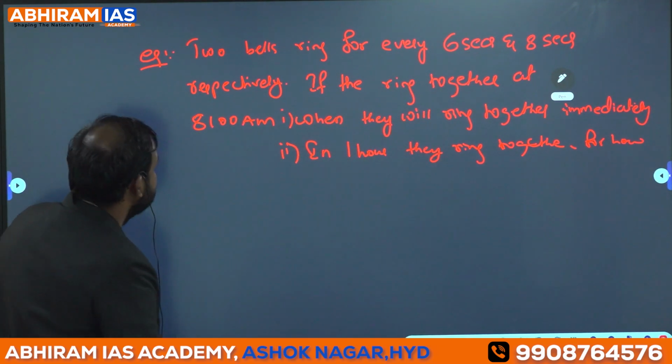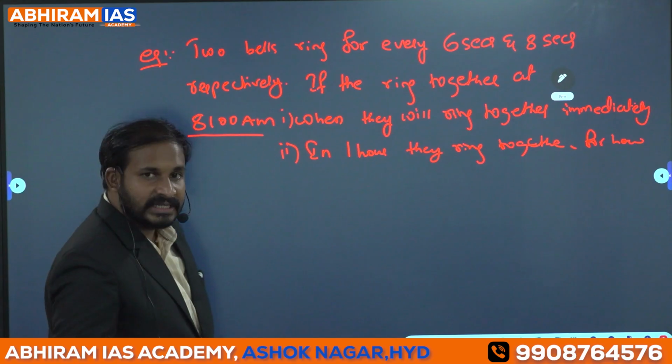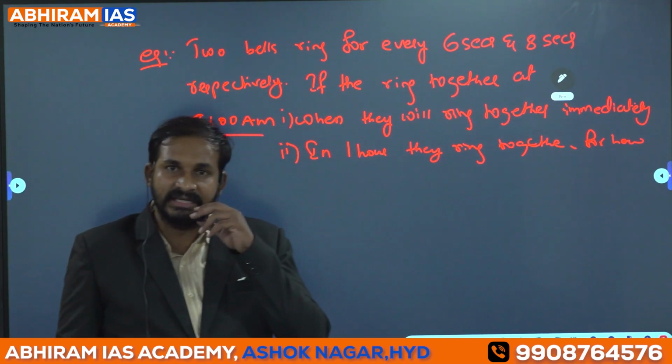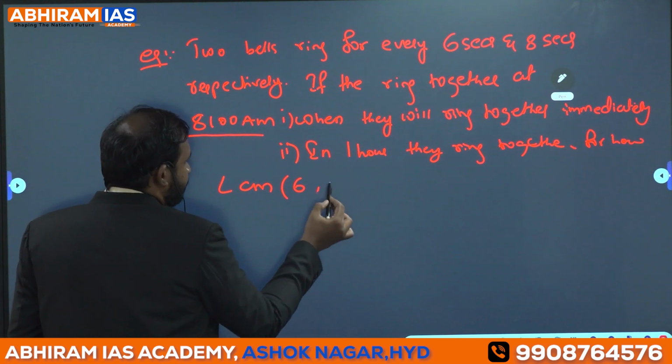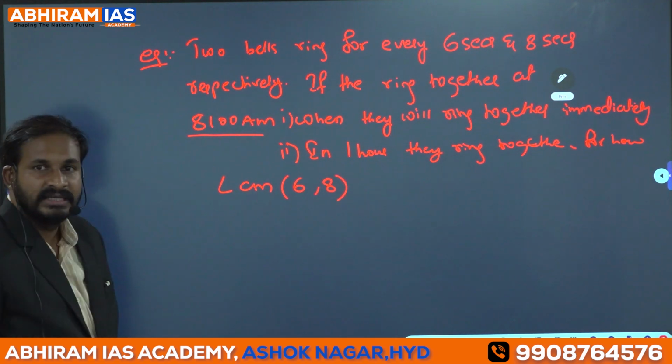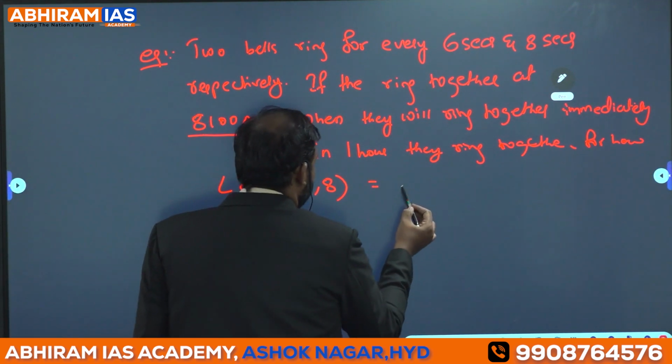The first one is, see, at 6 seconds and 8 seconds, right? That means when they will ring once again, students, we will simply find the LCM of 6 and 8. What is the LCM of 6 and 8? LCM of 6 and 8 is 24.